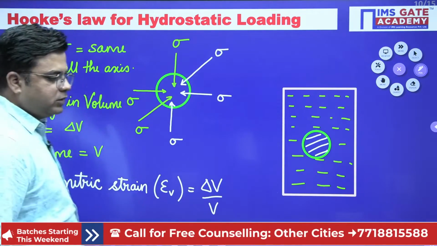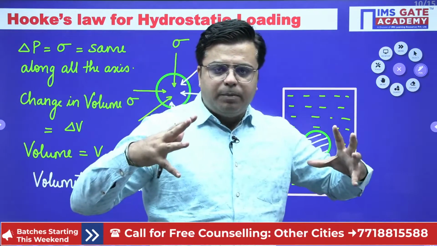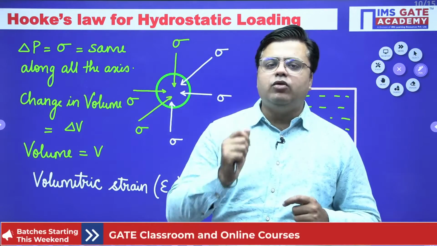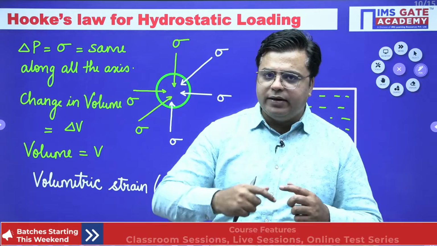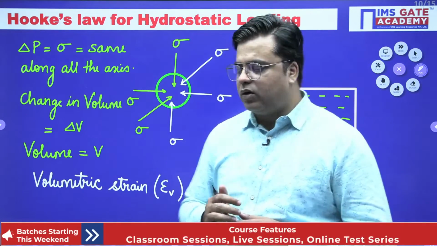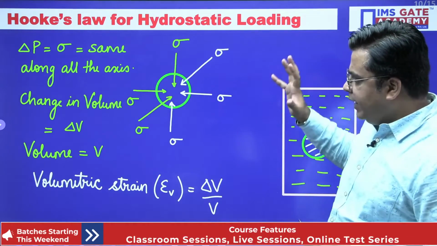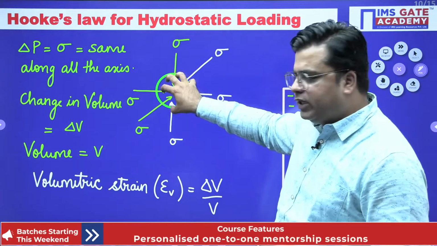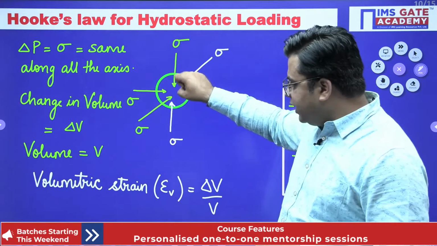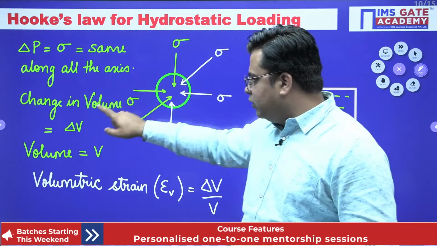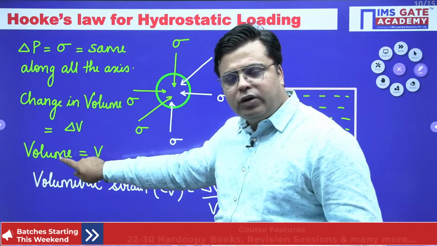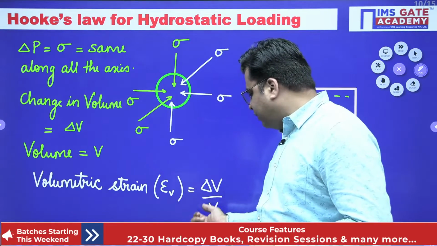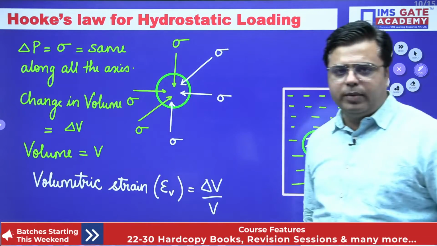Over this ball, compressive loads will be applied, and the same amount of compressive load will be applied along all the three axes. Due to this compressive load, this ball will undergo some change in volume. This change in volume is denoted by delta V, and the original volume of the ball is V. So the ratio of delta V by V is termed as your volumetric strain.